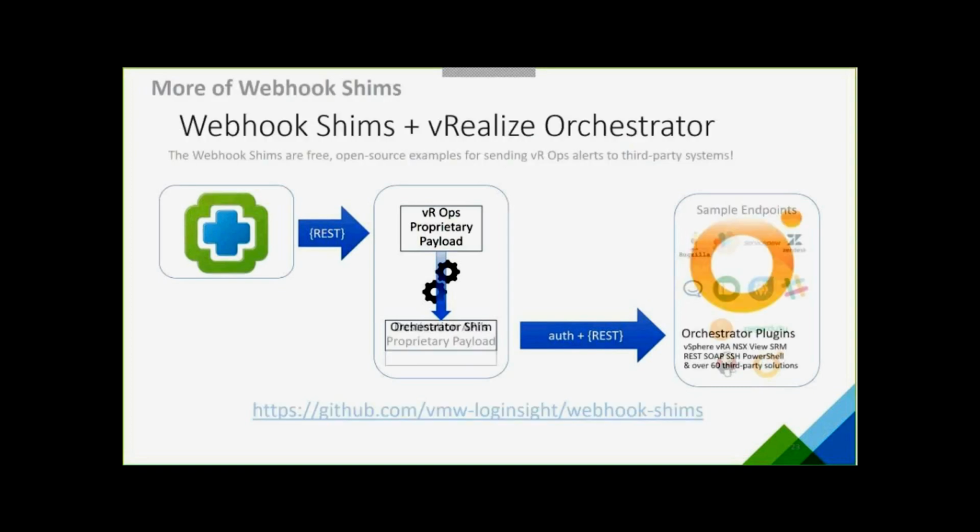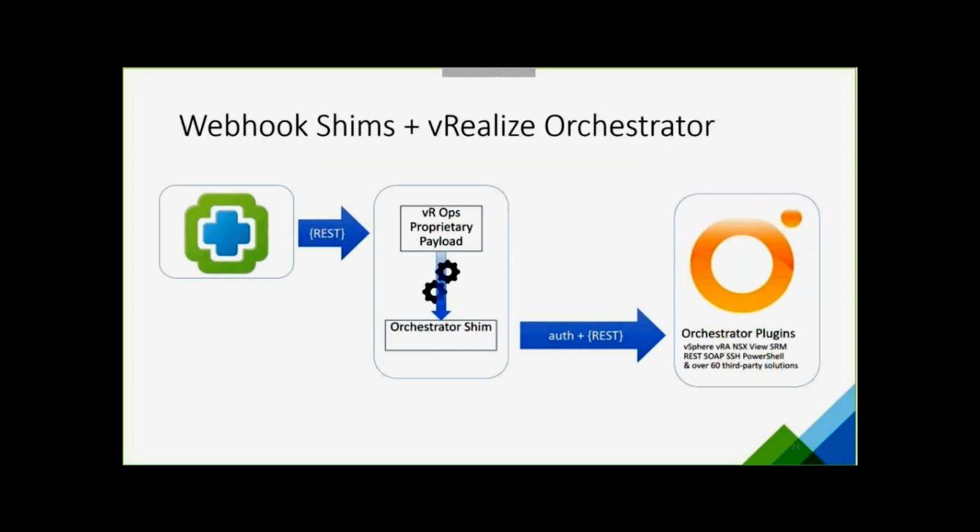Similar to these shims, you have a specific shim for orchestrator plugins as well, which makes it easier for you to run workflows within vRealize Orchestrator by pushing that through the REST API and sending it using the orchestrator shim into the orchestrator itself. So that's another very powerful use case where you can do automated actions against a particular object on the basis of an alert.